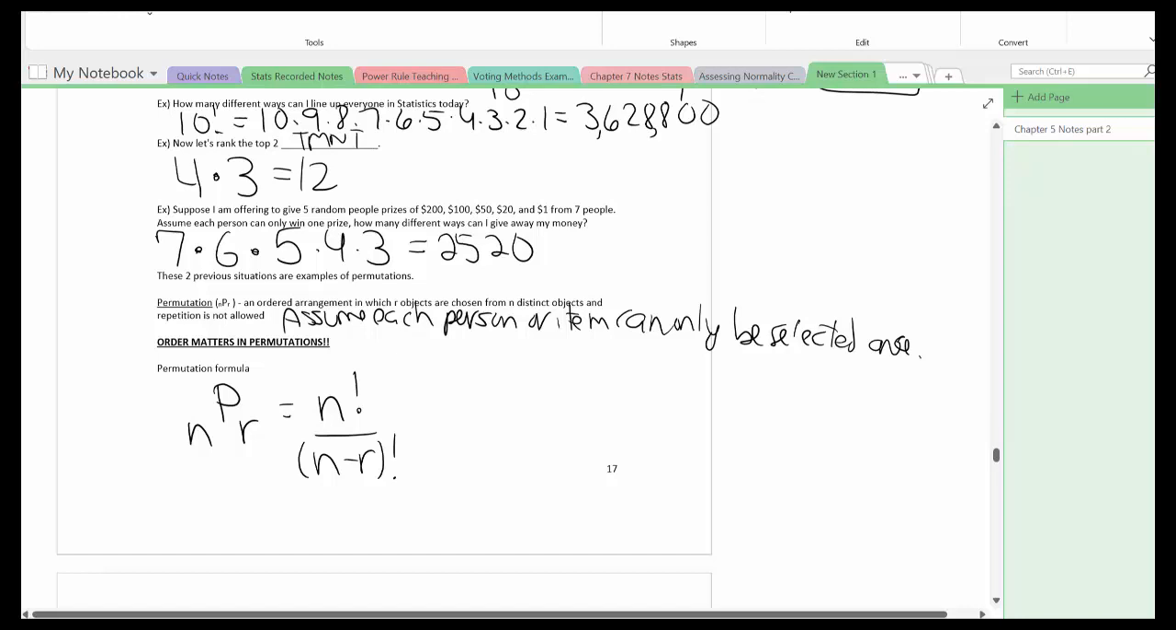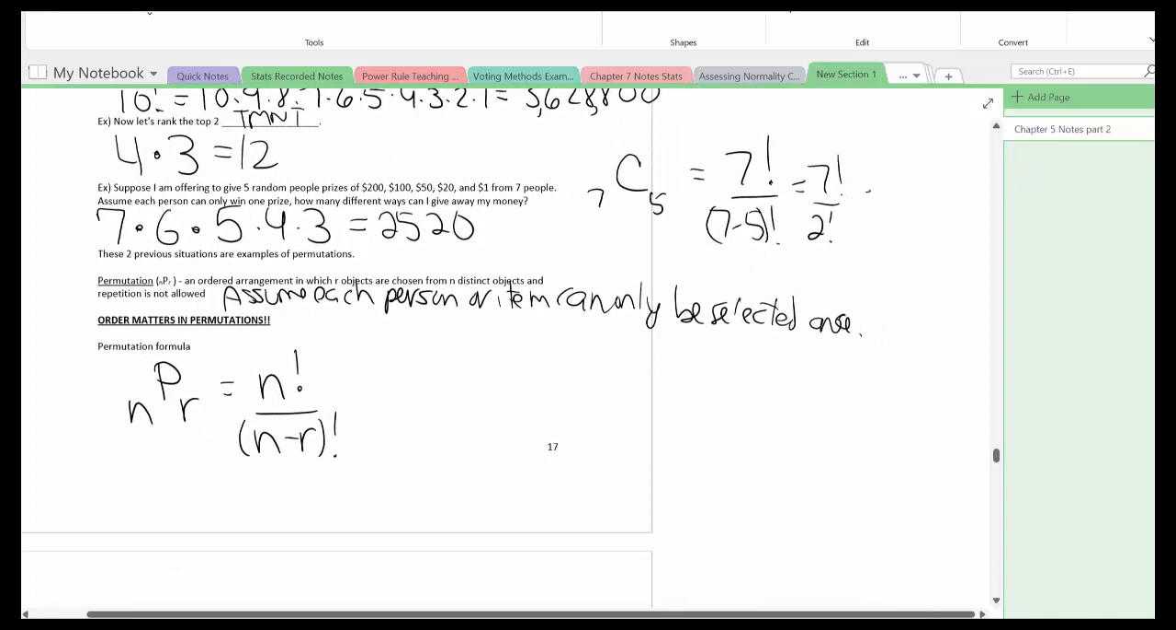Well, let's take a look at the previous example about the money. This is an example of a permutation of 7 people chosen 5 at a time. So it would be 7 factorial divided by 7 minus 5 factorial, which is 7 factorial over 2 factorial. Remember, that's 7 times 6 times 5 times 4 times 3 times 2 times 1 divided by 2 times 1. They divide out. So 7 times 6 times 5 times 4 times 3, which we already know is 2,520.